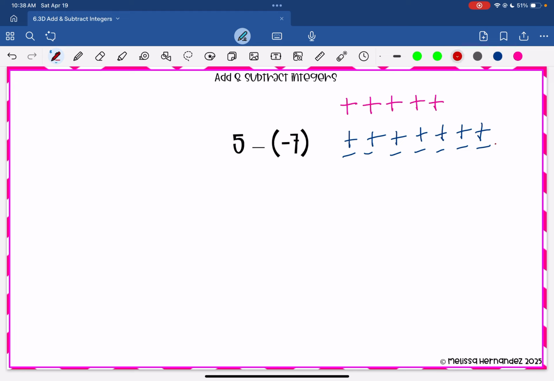So I will take those away. What are we left with? You'll have the 5 positives you started with, and then the 7 positives from the 0 pairs. Hence, you'll end up with 12. Okay, so let's go to the next one.